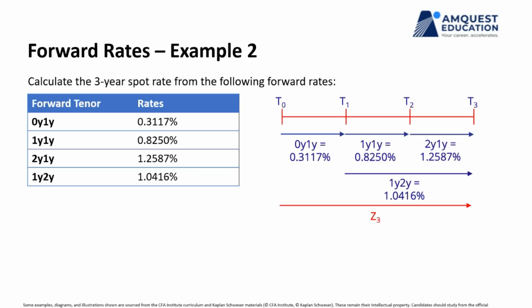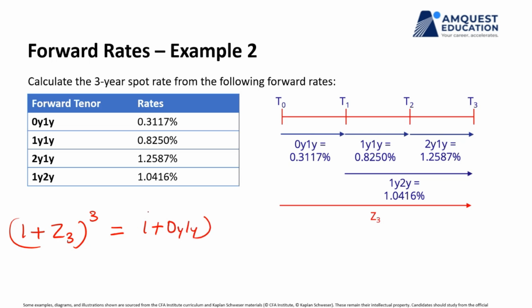Okay, give this a try then. Calculate the 3-year spot rate from the following forward rates. So now you have to calculate the 3-year spot rate, which means Z3 to the power 3. And what has been given to you? You have been given spot rates. So you can write one equation like this.